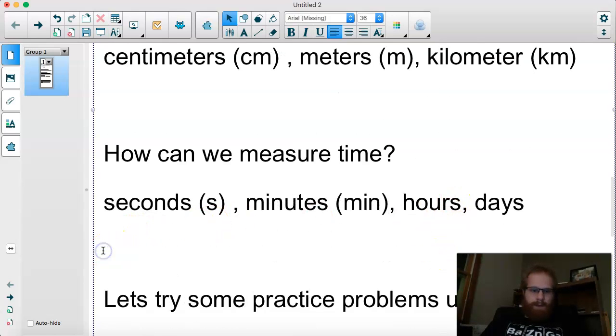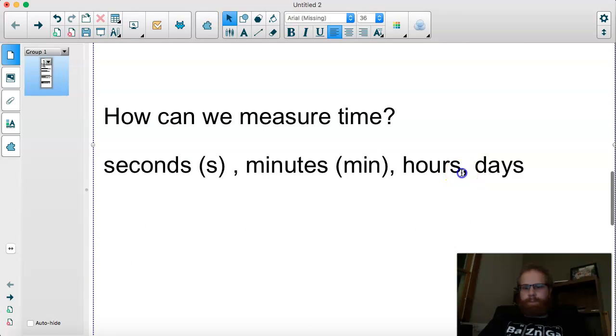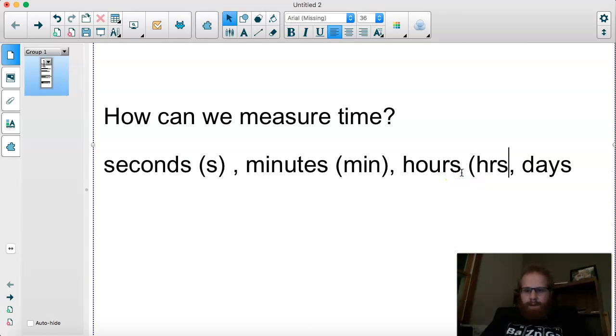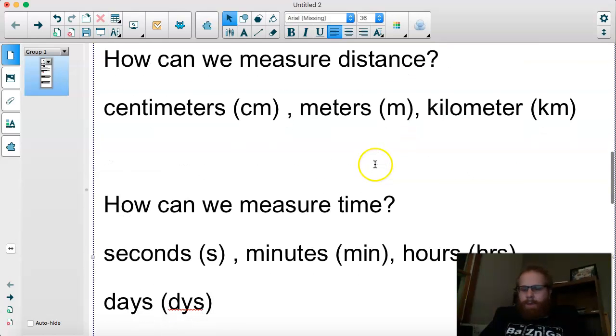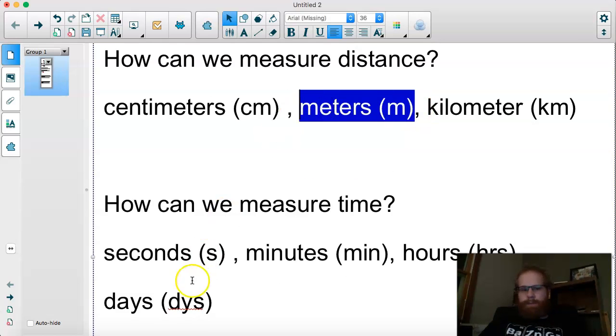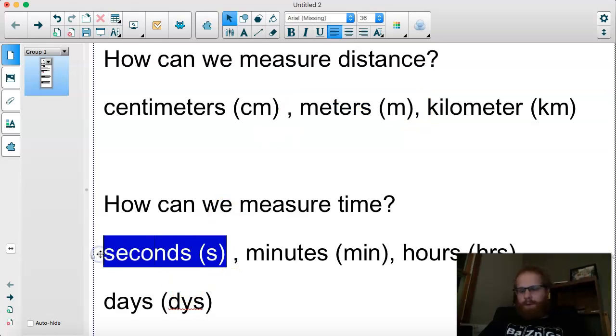Here, we're going to move this down just a little bit. There we go. So hours might be abbreviated as hrs, and days you might occasionally see abbreviated as dys for days. There we go. But for most of these problems, I'm going to be using the same units just to keep things simple with you guys. So we'll primarily be using meters, and we'll primarily be using seconds, just to keep things easy.